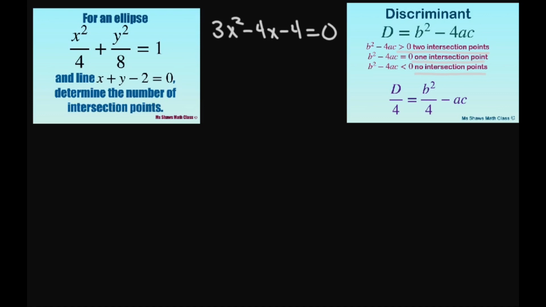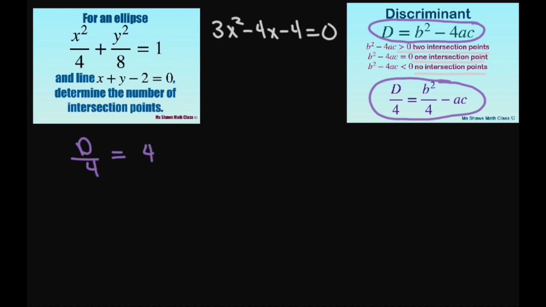Another thing I'm going to do is do my discriminant this way. All I did was take my discriminant and divide each term by 4 because it makes it easier. So basically my discriminant divided by 4 is going to equal 4 plus 12. All I did was take my b, which is negative 4, squared divided by 4, minus 3 times negative 4. And that makes it a lot easier.